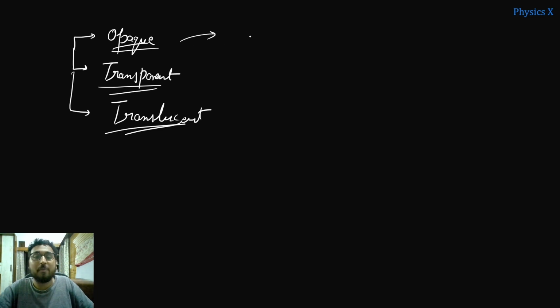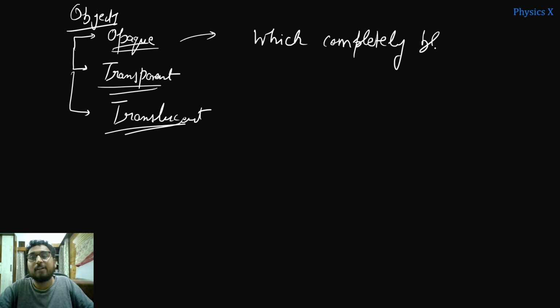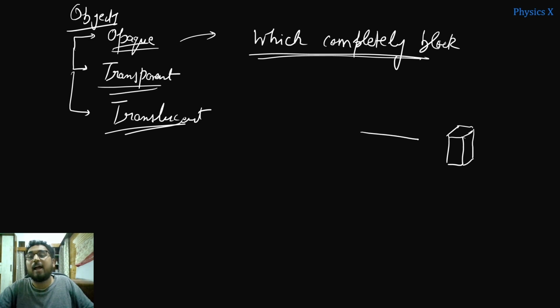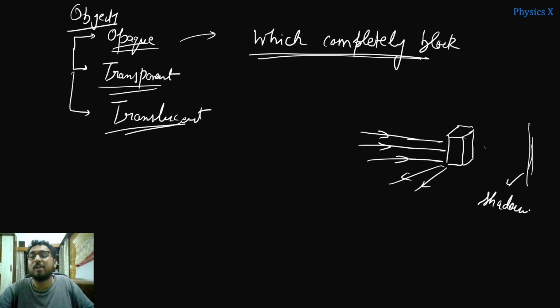So what is opaque? Opaque objects are those which completely block light. Suppose this is a piece of brick, and light is incident on this piece of brick. What will happen? Light will bounce back, but it won't allow light to pass through it. So on this side you will observe a shadow. Shadow is possible because of this opaque behavior only.